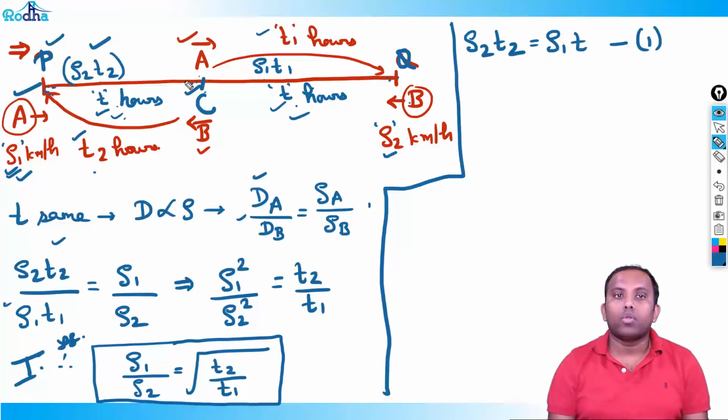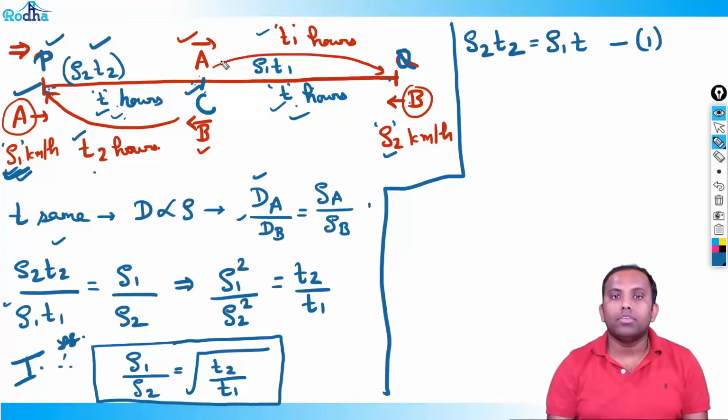We calculated it in terms of B, that B has covered this distance in T2 hours at the speed of S2. So it is S2T2, this distance. The distance AP is S2T2. But if I calculate in terms of A, at the speed of S1 km per hour A has covered this distance in T hours, from P to C. So what is this PC? Again S1T. So both are equated.